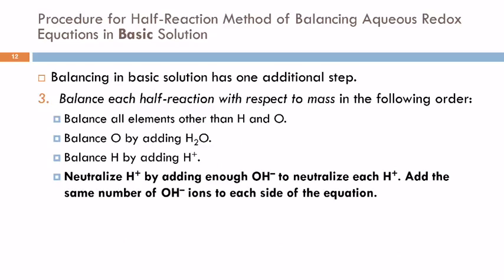Well, that was acidic solution. But what if this is going on in a basic solution? A basic solution has extra hydroxide ions in it. And so the way we would balance this is we would balance it as if it was an acidic solution. So all the steps that we've just done, when we get to the end, though, we're going to add hydroxide ions equal in number to the number of hydrogen ions that show up. And we're going to add those to both sides of the equation.